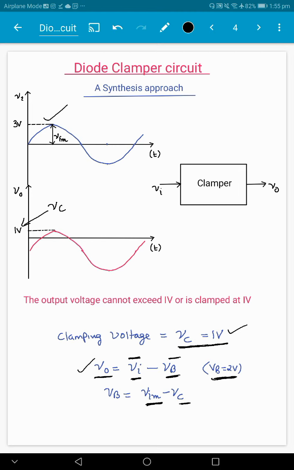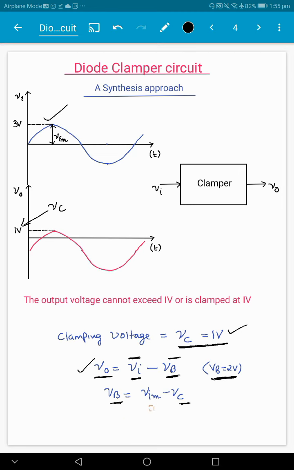If the maximum of the input is 3, we need to shift it by 3 minus 1, 2 volt, such that the final output voltage will not exceed 1 volt. If the maximum of the input voltage was 4 volt, then we would need to shift it by 3 volt. If we shift it down by 3 volts, you can easily verify that the output will have a maximum value of 1 volt, which is our clamping voltage.